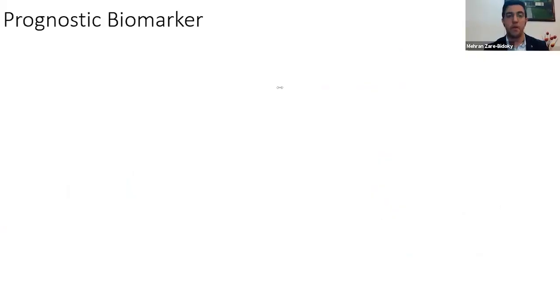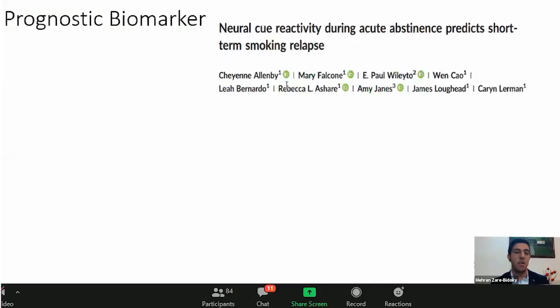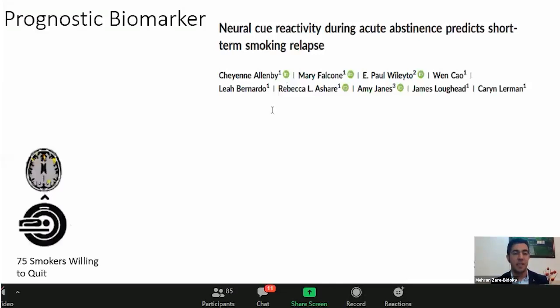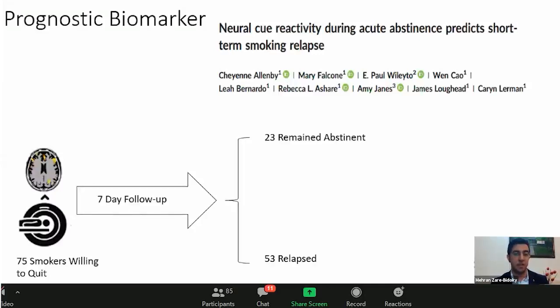The next type of biomarker is a prognostic biomarker and is used to identify likelihood of a clinical event, disease recurrence, or progression in patients who have the disease or medical condition of interest. In this study, researchers asked people who smoke and were willing to quit smoking to abstain for 24 hours and then undergo an FDCR scan. Then they were followed up for 7 days and then biochemically checked for the signs of relapse, and then they grouped them into relapse group and quit group.